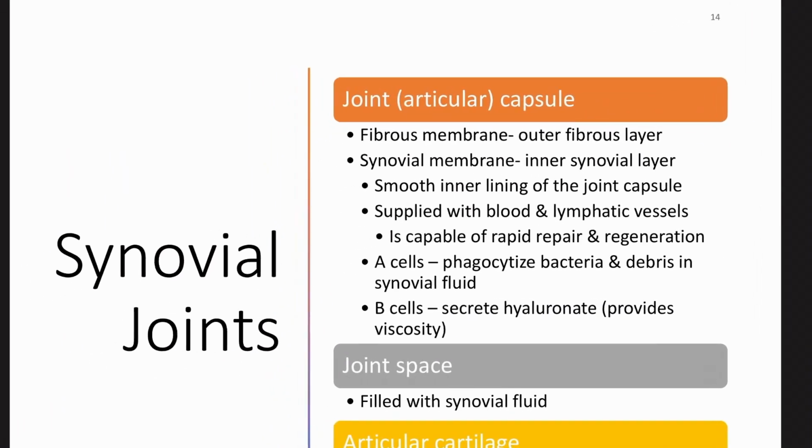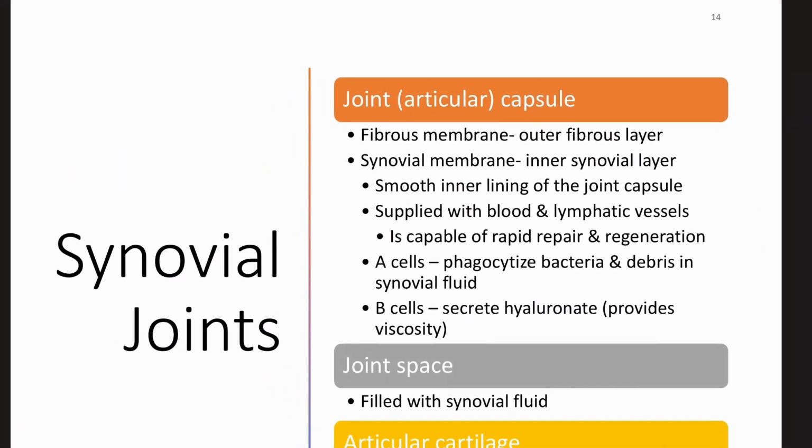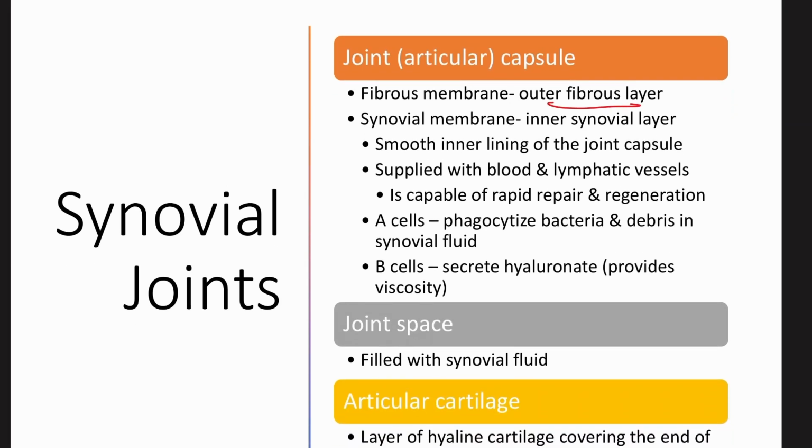So our synovial joints are what we're going to be focusing on the most, because that's where most of the problems come into play. We have an articular capsule. The outer layer is called the fibrous membrane, the outer layer of the joint. Then when we go inside, we have a synovial membrane. This is the inner synovial layer. The smooth lining of the joint capsule has blood and lymphatic vessels in it, because obviously that synovial fluid has to be recirculated, brought back in, new fluid dumped into the area. So there has to be some circulation going on. And because it's got blood supply and lymphatics, it's capable of repair and regeneration.